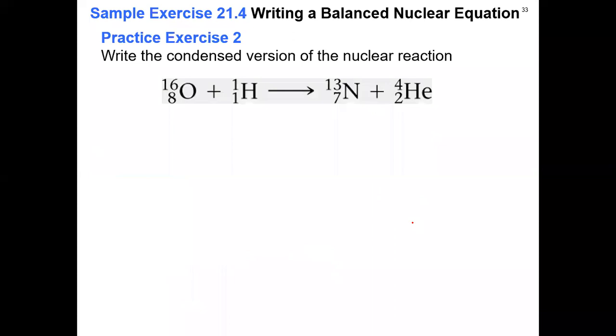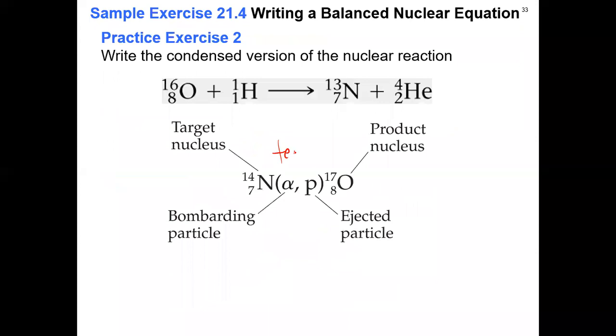So then we can use a template. This will be the template, not really the answer, to write the condensed notation for this reaction. So this is the target nucleus. Our target nucleus in this example is this oxygen 16. So you just write oxygen, and this 8 means atomic number, 16 means mass number. So that follows the template for this part.